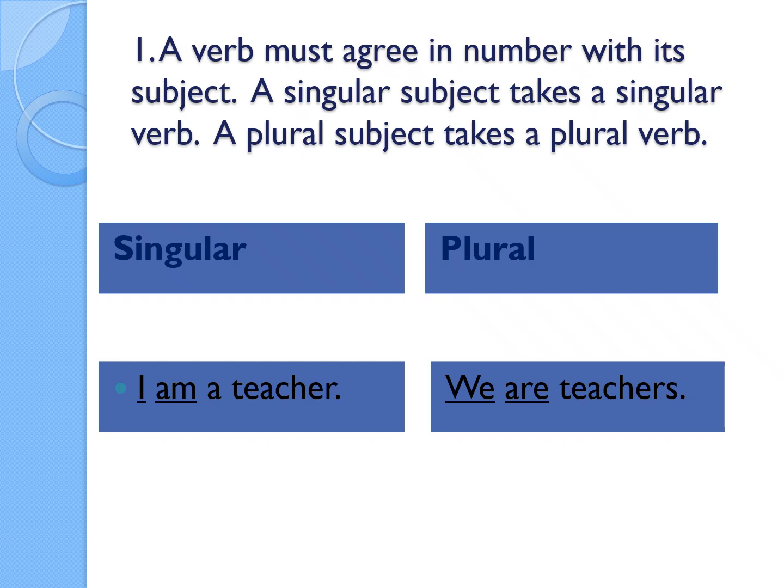We are teachers. What is the subject in the sentence? The subject is we. It is plural pronoun. So we use a linking verb are because it is the plural form of the verb for the plural subject we.